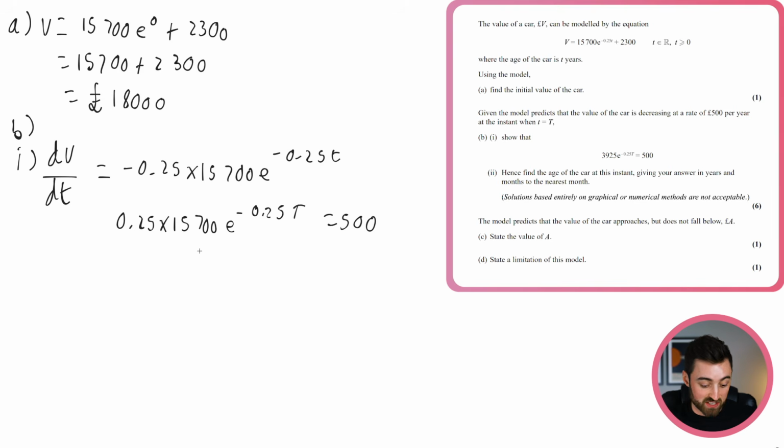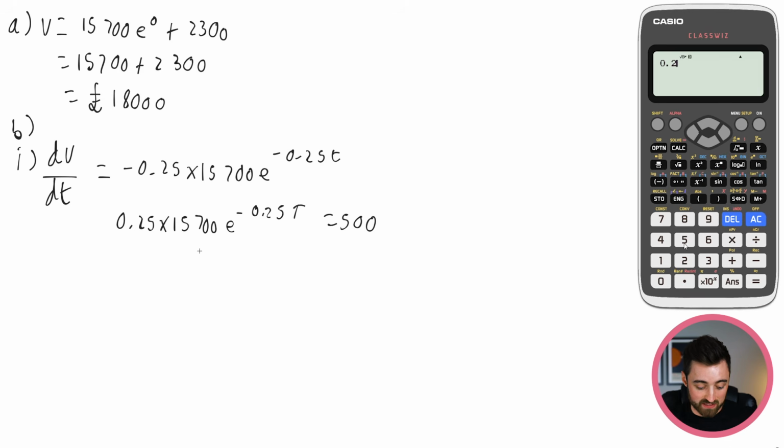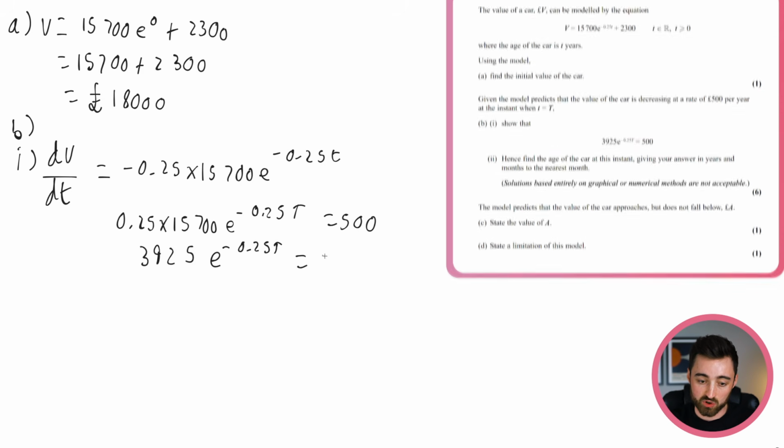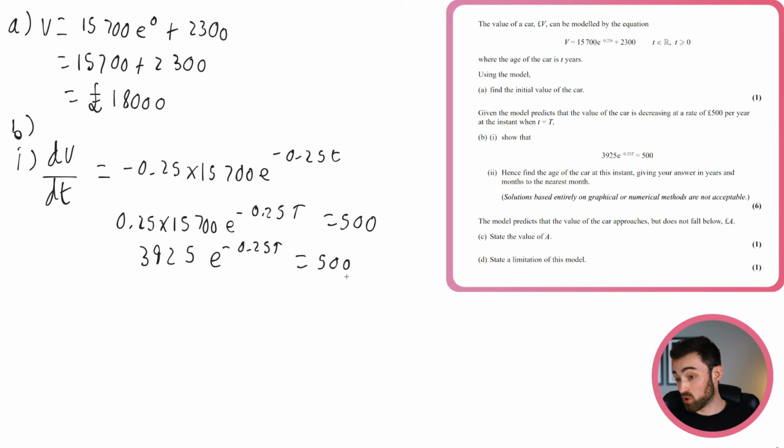So I just hope that this thing in front, so 0.25 times 15,700, is 3925. Therefore, 3925 e to the minus 0.25 big T should be equal to 500. Is that what they want? Yes. Cool. It then says, hence find the age of the car at this instant, giving your answer in years and months to the nearest month.